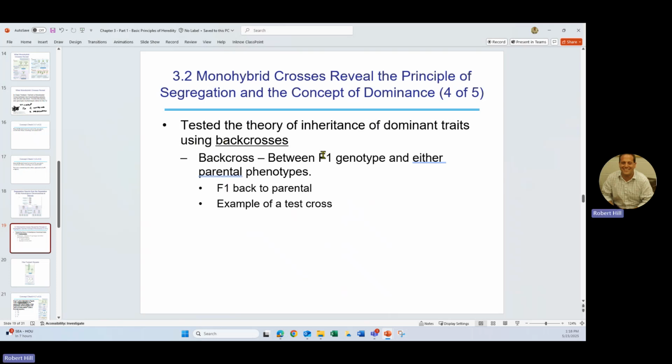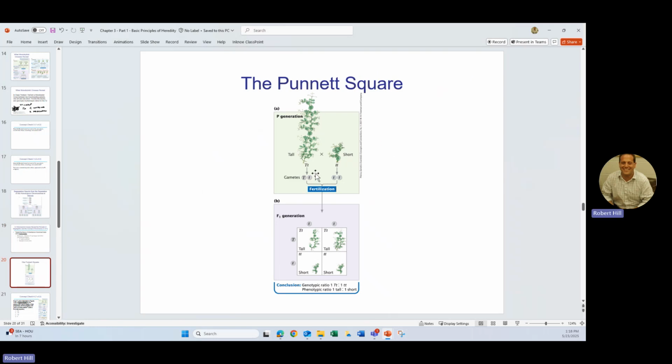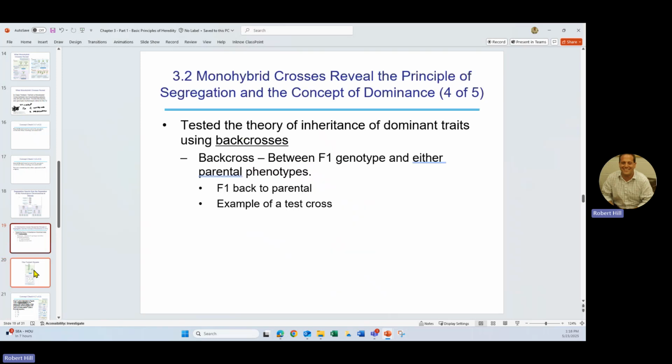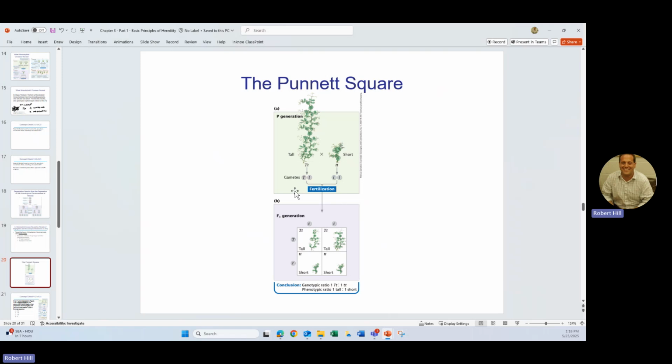So you can test any F1 genotype, right? Which in terms of monohybrid crosses are always going to be 100% heterozygous, with either the homozygous dominant or the homozygous recessive, okay? Here's an example of a test cross and also shows the Punnett square. So in this test cross, I'm sorry, backcross, I haven't used the word test cross yet. In this backcross, we are testing, here's the F1 generation, okay? And here is the homozygous recessive of the parent. Okay, this is one test cross.